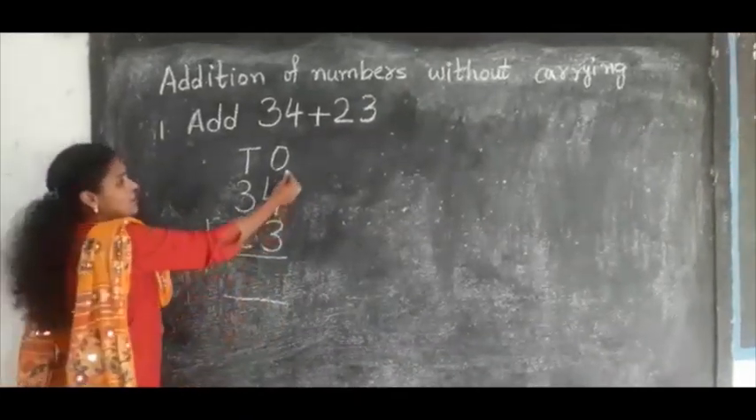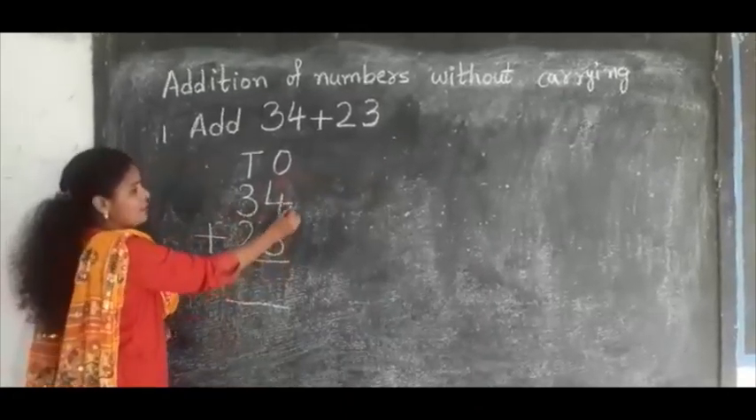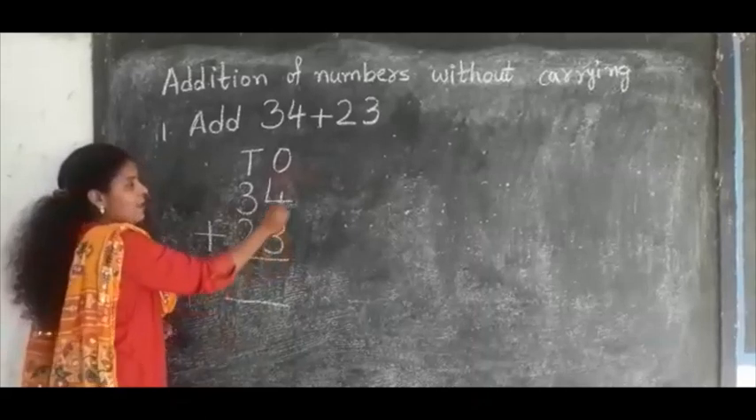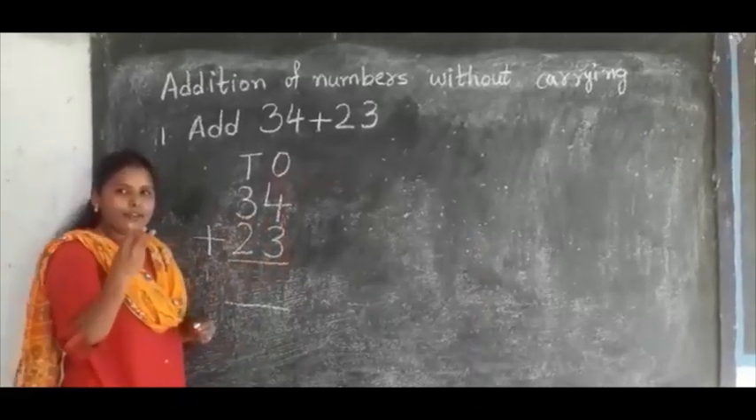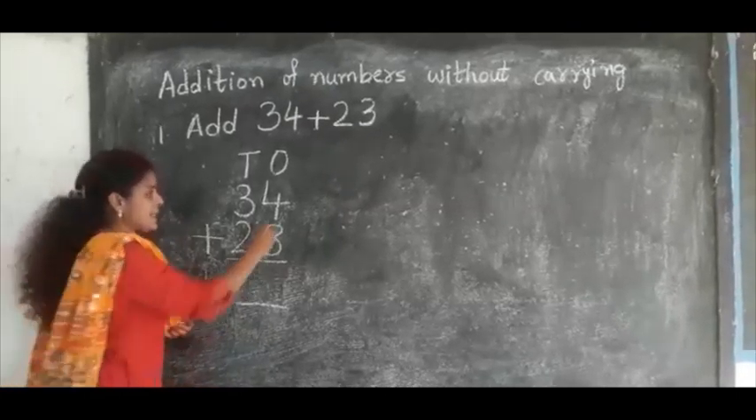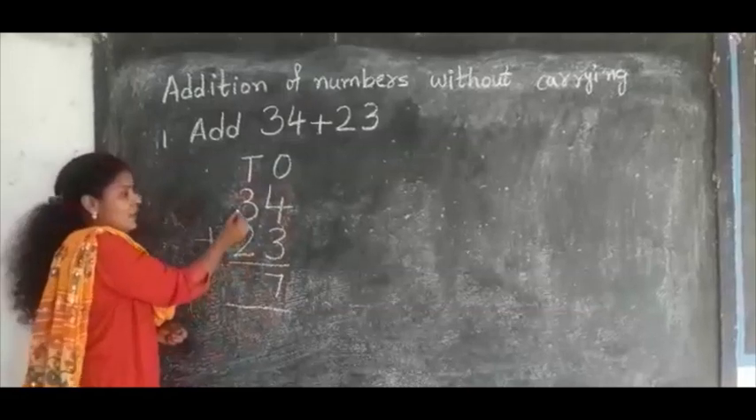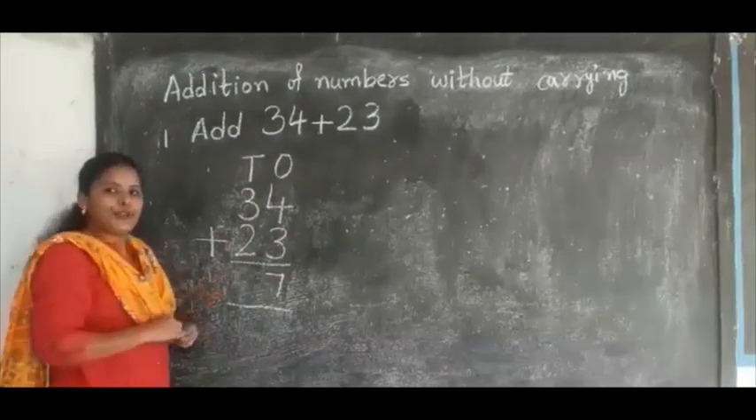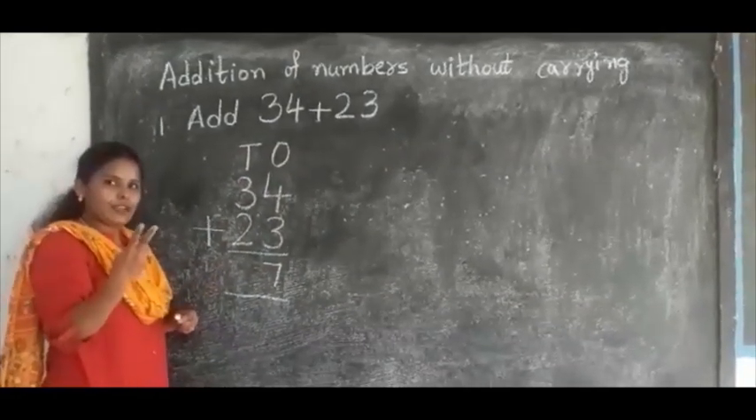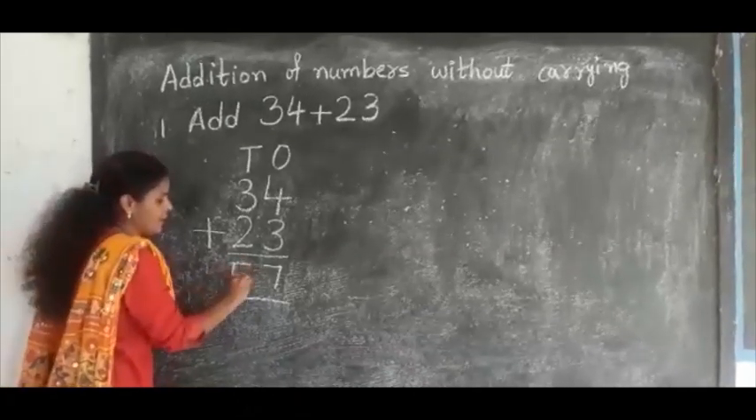As we all know, we should always start doing the addition from the ones place. In ones place we have 4 and 3. Keep 4 in your mind, 3 on your fingers. 4 after, 5, 6, 7. Write 7 in ones place. In tens place we have 3, 2. Keep 3 in your mind, 2 on your fingers. 3 after, 4, 5. Write 5 in tens place.